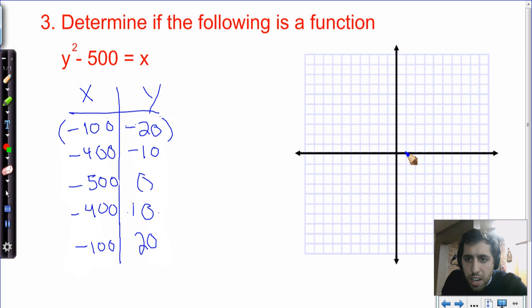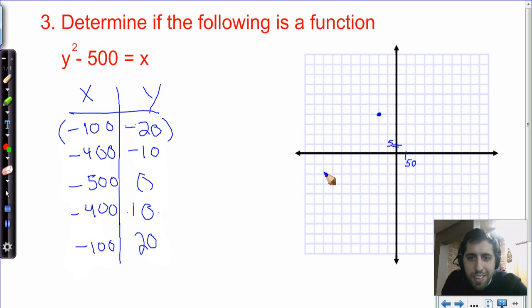So let's say our x increases by 50 each time. And our y's, let's say those increase by 5 each time. So this first one is negative 100, negative 20. Negative 100 would be 2 to the left, then 5, 10, 15, 20. Second one, negative 400, negative 10. So negative 400 would be negative 50, negative 100, negative 150, 200, 250, 300, 350, 400. Negative 400, negative 10.